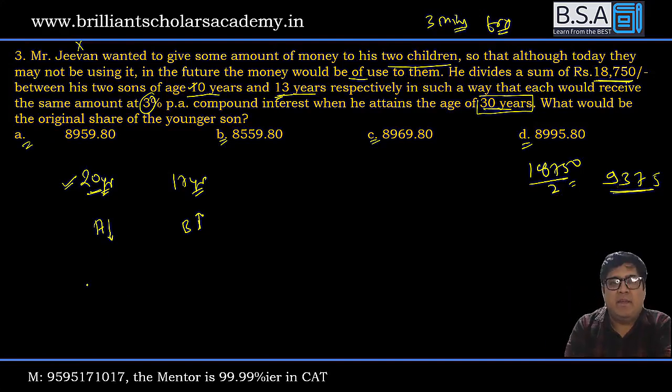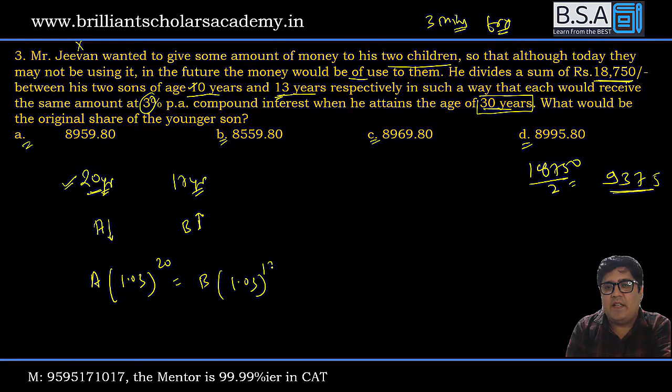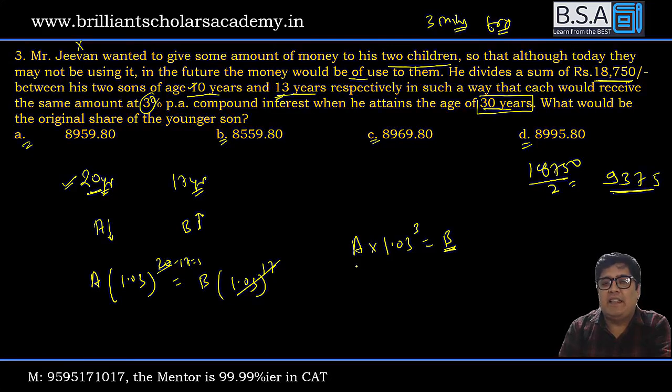So here we are saying if the money is A, it increases by 3% for 20 years. If the money was B, it increases by 3% for 17 years. I can apply the rule of indices. I can cancel this. So I'll have to subtract 17 from here. So I'll have A into 1.03 cube is equal to B. B is the money of the elder child, A is the money of the younger child, and the younger child's answer is asked. Can I say A plus B should be equal to 18750? You will have a calculator, that is fine.